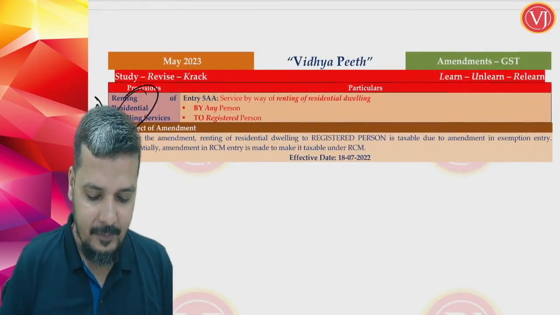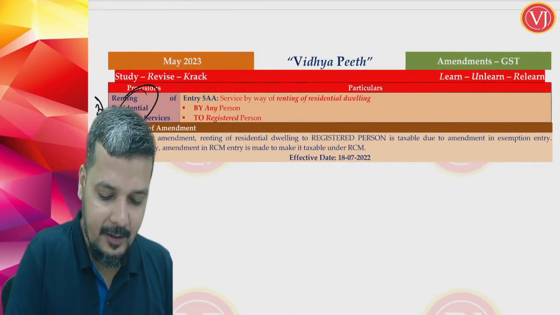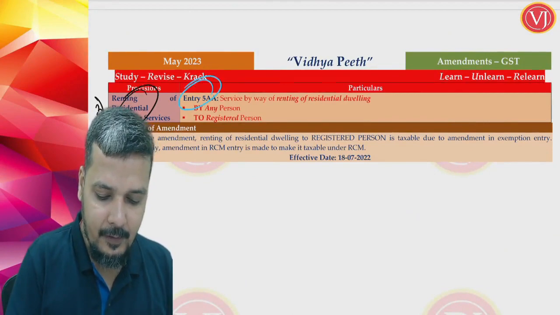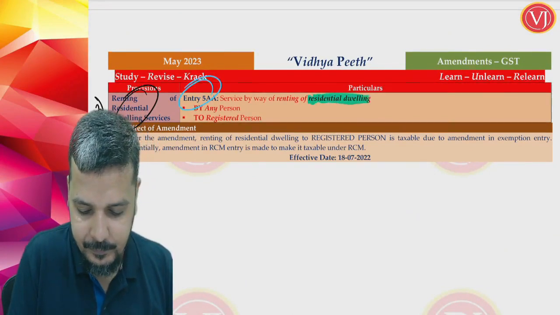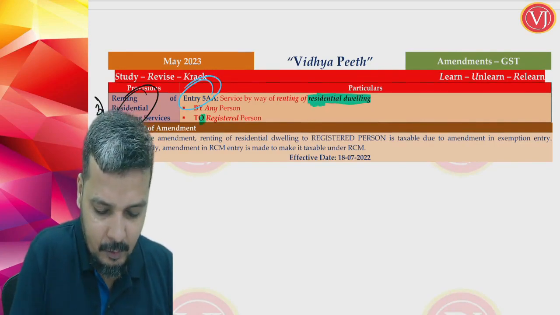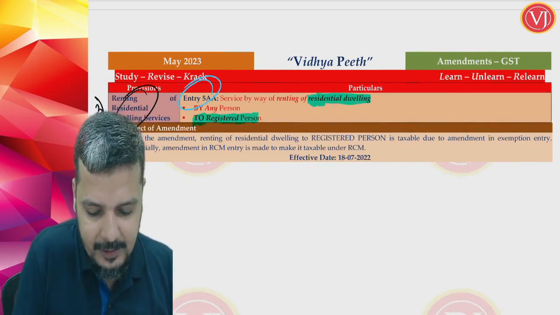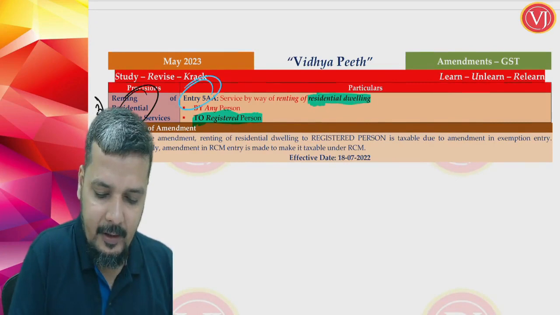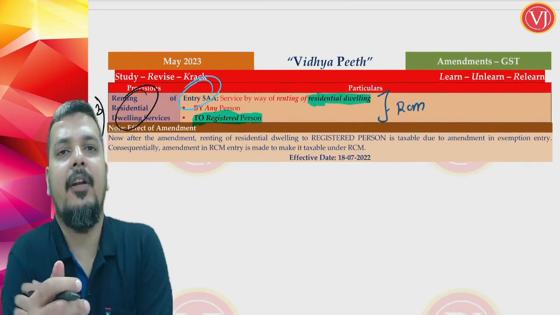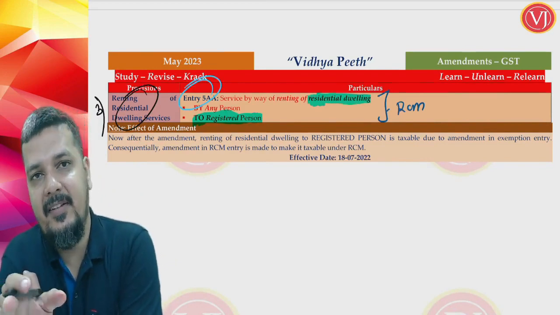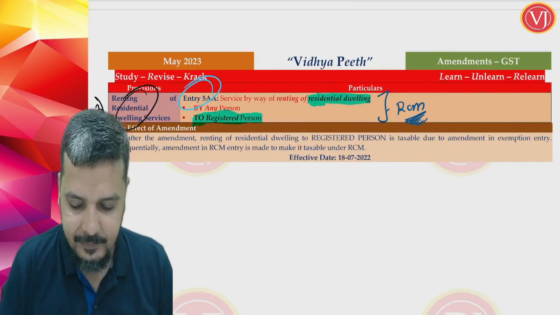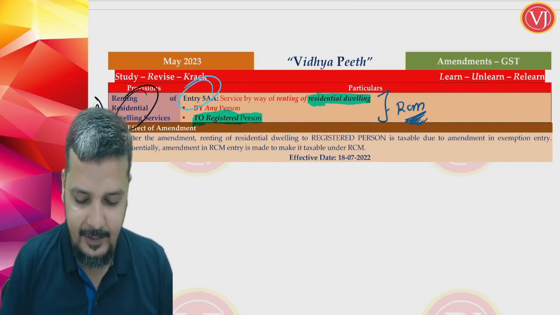Correspondingly, they have added a new RCM entry, entry 5AA. If you are talking about renting of residential dwelling, by any person, but to whom? To a registered person. The moment it is taxable, it is now under RCM. Renting of residential dwelling to a registered person is taxable, and when it is taxable, it is under RCM.